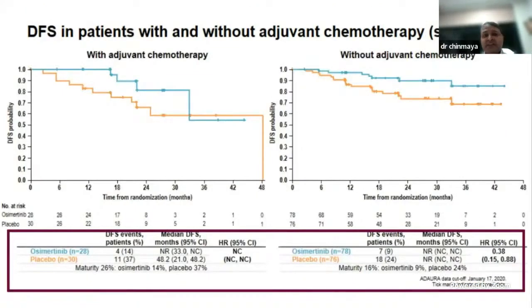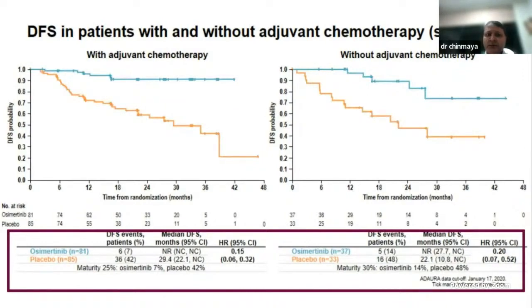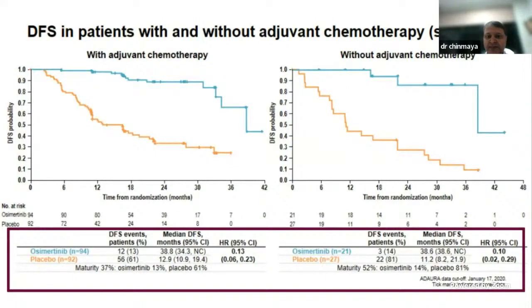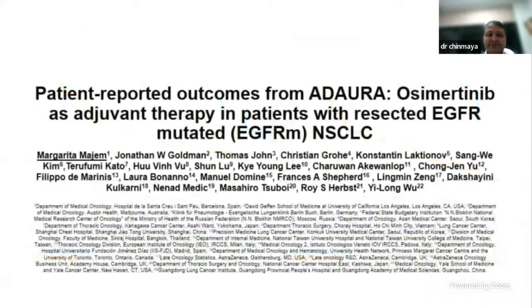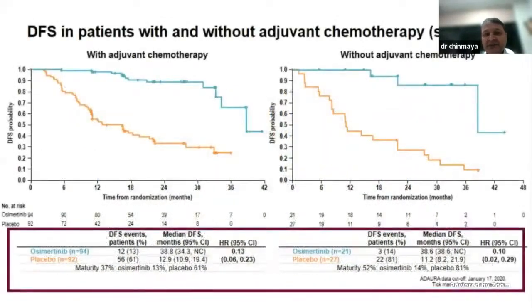Okay. So DFS in the patients with or without adjuvant chemotherapy, stage by stage. In stage 1B, osimertinib is not reached versus 48.2, so the hazard ratio is not calculable, and without adjuvant chemotherapy it is 0.38, and both are not reached. In stage 2, with adjuvant chemotherapy it is not reached versus 29.4, hazard ratio 0.15, and without adjuvant chemotherapy the hazard ratio is 0.2, not reached versus 22.1. In stage 3A with adjuvant chemotherapy the hazard ratio is 0.13, and without adjuvant chemotherapy it is 0.1. So finally, with or without chemotherapy, the effect is significant and beneficial. That will conclude later on.